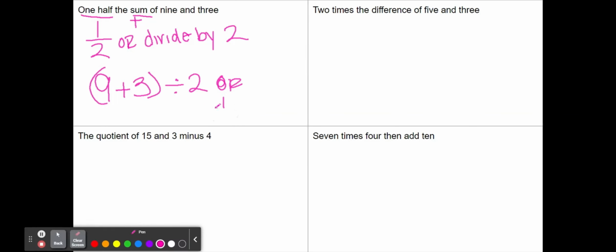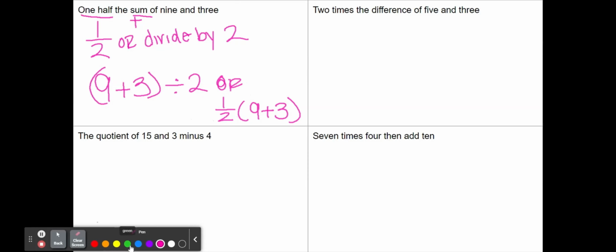It'd be 1/2 times 9 plus 3. Anytime you see a number outside of a set of parentheses, it just means to multiply it by whatever's inside. So if we did 9 plus 3 and then half of that answer, that would give us the answer to this particular problem.